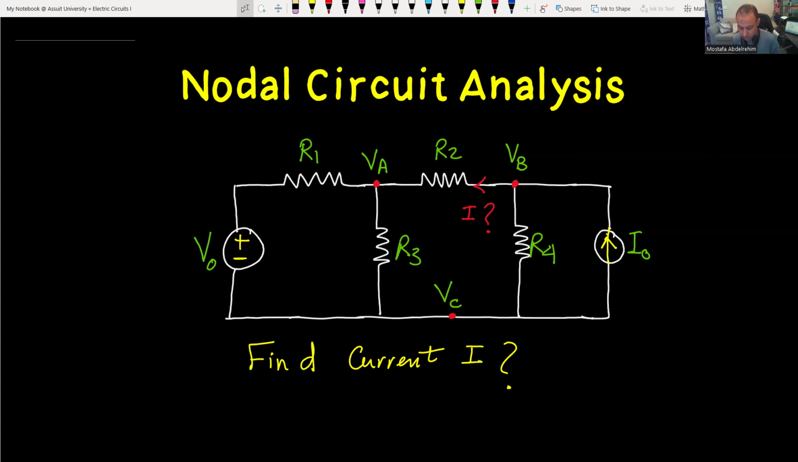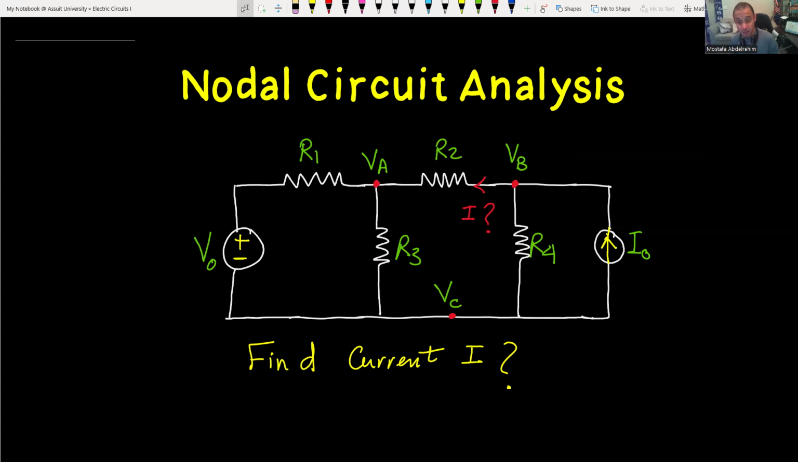As the name suggests, in this method we search for the nodes. The nodes will be our key starting points to solve the circuit. When I say node, I mean the points that have at least 3 branches out of them. Okay, so let's explain this method using an example.